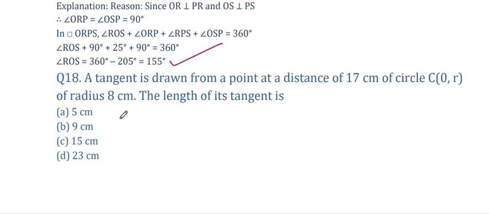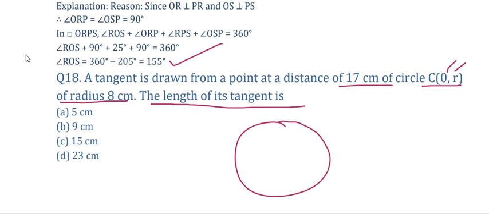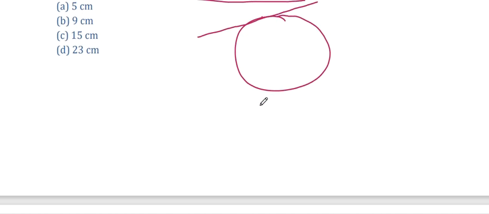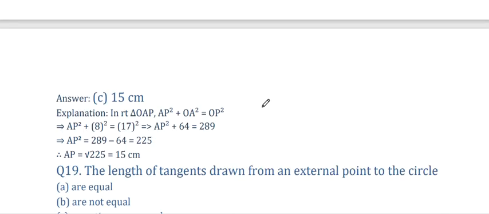You can see here the next question on your screen. A tangent is drawn from a point at a distance of 17 centimeter from the center of a circle with center O and radius R. You know very well the radius is 8 centimeter. The length of its tangent is what? Again you can draw here and this one is your tangent, right? One point is touched, not a whole. So you are able to give the answer. We go with C, that is 15 centimeter, right?